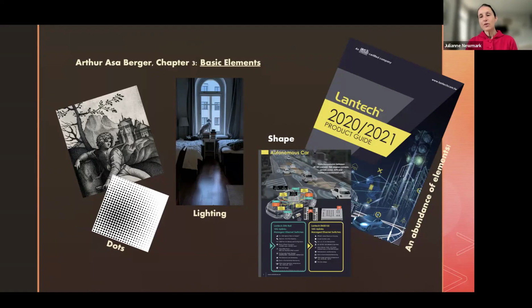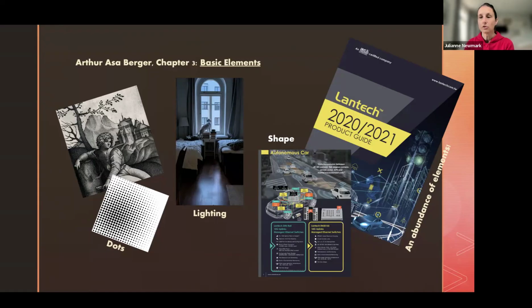And then the third thing that I'm showing on this page is basically my attempt to show two things. One, a specific one of these design elements, which is shape, and then an abundance of elements all combined together on the cover of this Land Tech product guide from 2020-2021. On the inside, this autonomous car page, you see shape used, also sometimes called the concept of enclosure, to unite certain categories of information to each other.